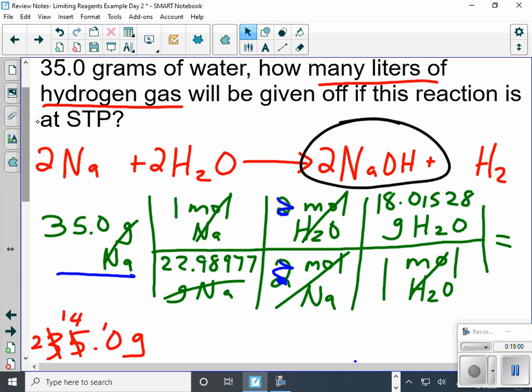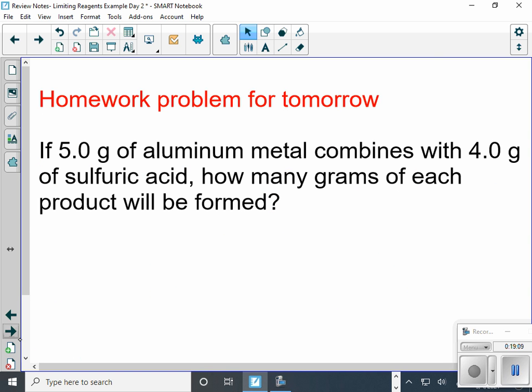Now, your homework, ladies and gents, is going to be to work this problem. And it says homework problem for tomorrow. This is your homework problem, and it's going to be due in a couple of days, not tomorrow. Okay? So go ahead and copy this down and get working on this.